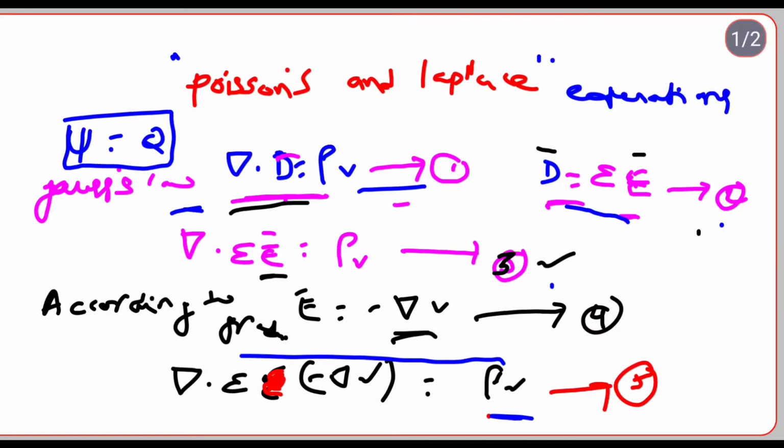Substitute equation 4 in 3. We will get del dot, in place of E bar we can substitute D equal to epsilon E equal to minus del V. We substitute here minus del V, that equals rho v. Make it as equation number 5.